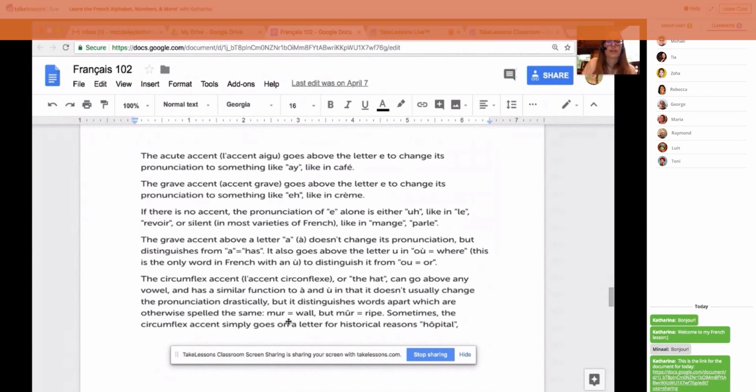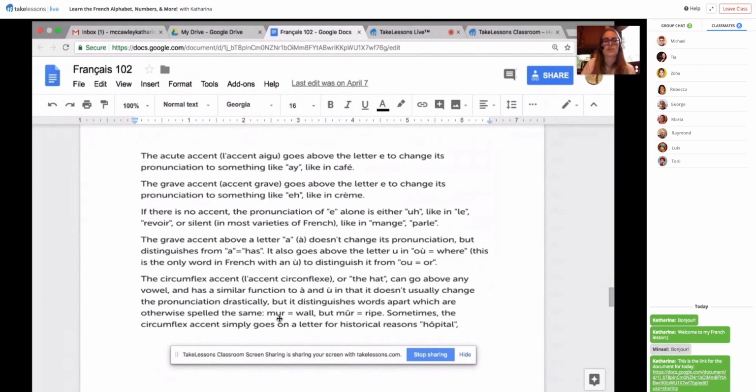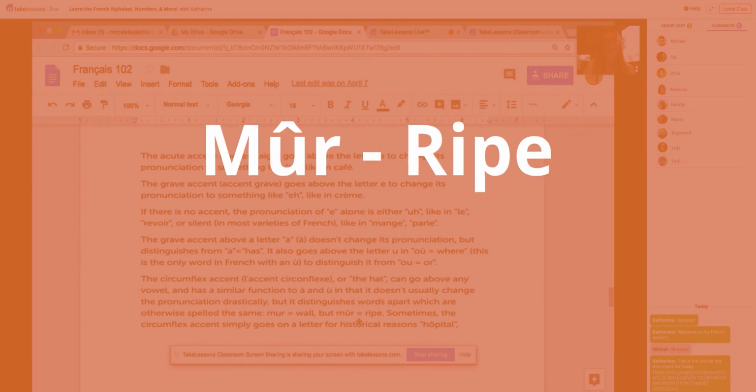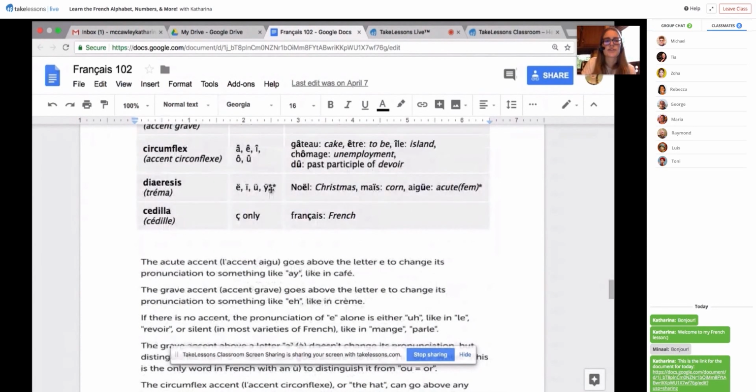So for example, we have mur, M-U-R. Without the little circonflexe, it means wall. But if you put a little circonflexe on top of the U, mûr, it means ripe. So it's really important to focus on the little details of a word to figure out what it means or how to pronounce it. So that's the circonflexe.